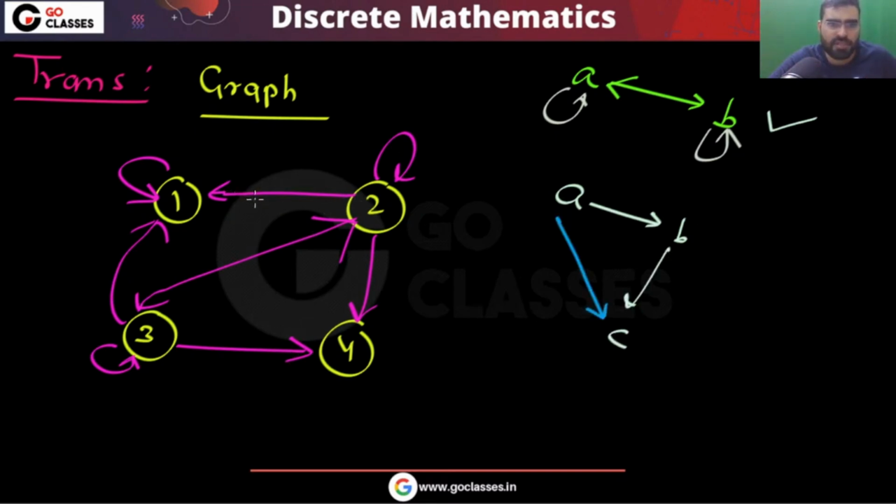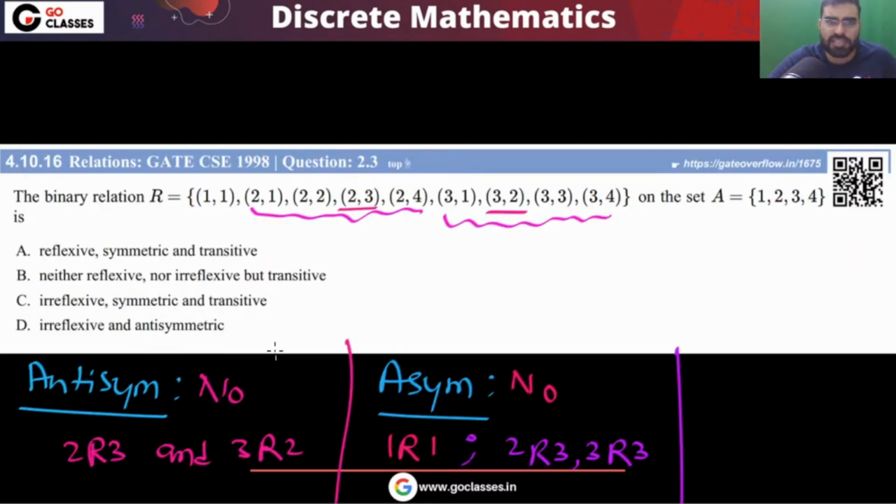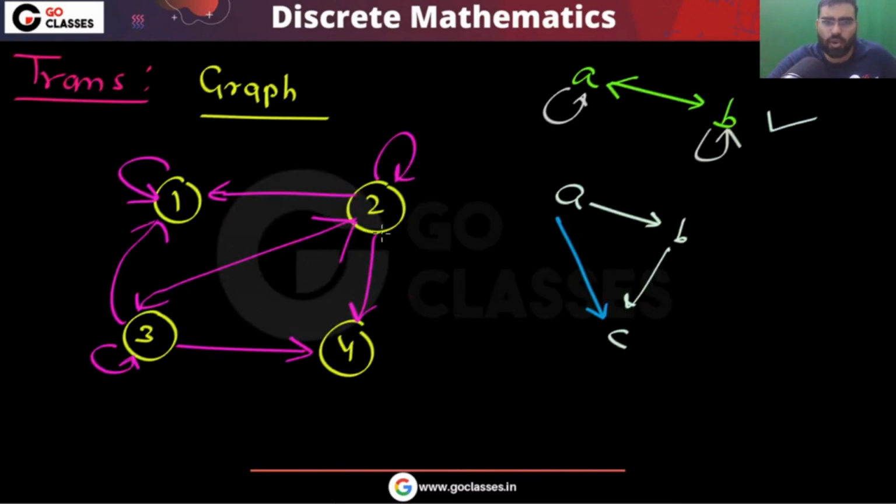Let's check it out. This property is satisfied here: 3 is related to 2, 2 is related to 4, and 3 is related to 4. Here also it is satisfied. So this is transitive, right? Yes, this relation is transitive because you can easily see that all the properties are satisfied. This property is also satisfied: if A is related to B and B is related to A, then A must have a self loop and B must have a self loop. And this is happening here.